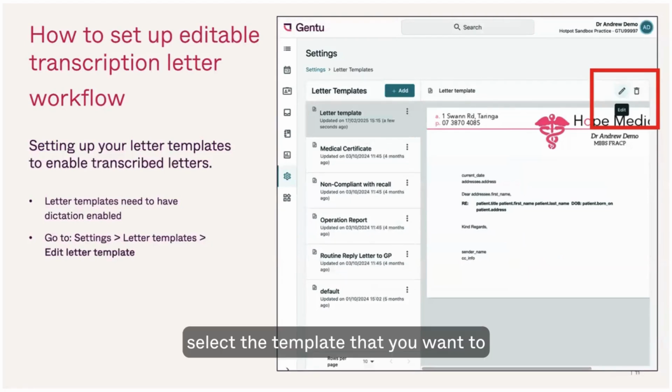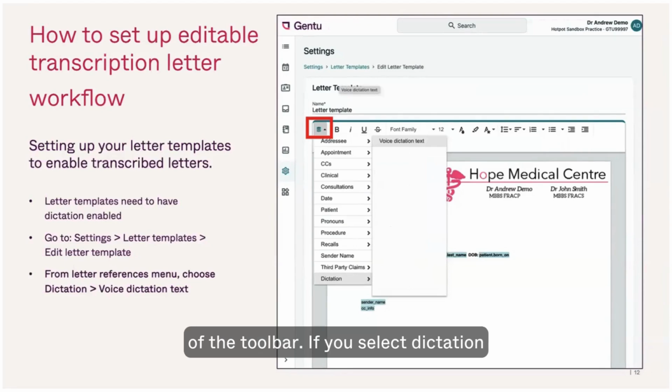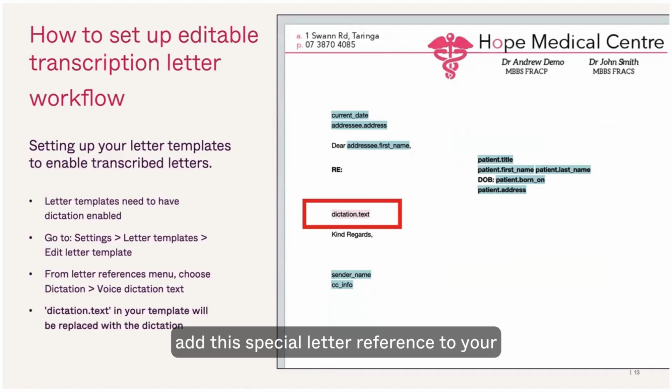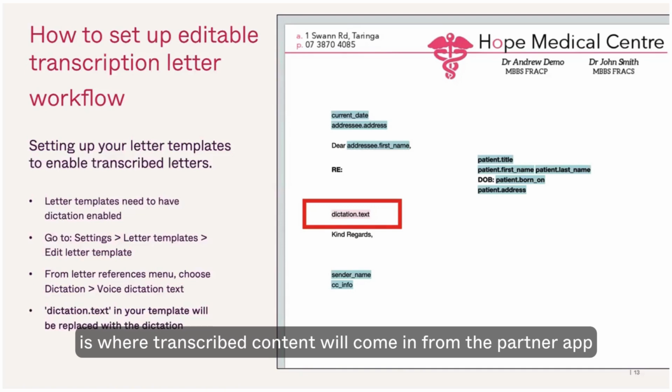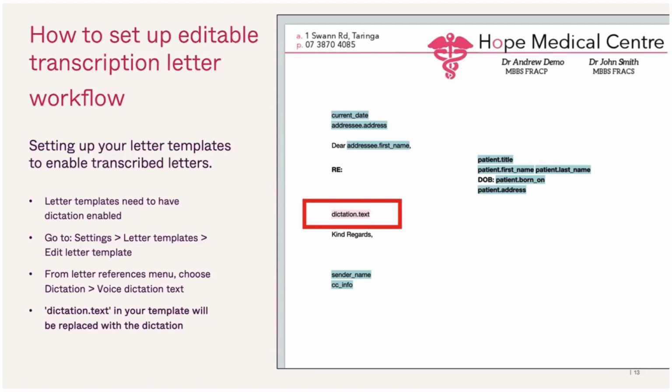Select the template that you want to use for transcription and click the pencil icon in the top right to edit it. There's a letter references dropdown, which is the icon in the top left of the toolbar. If you select dictation and then voice dictation text, it will add this special letter reference to your letter, which is the same one we use for the Gentu voice product as well. This is where transcribed content will come in from the partner app and get added to your letter. So with that approach, you can choose where in your letter template that content will get loaded in.